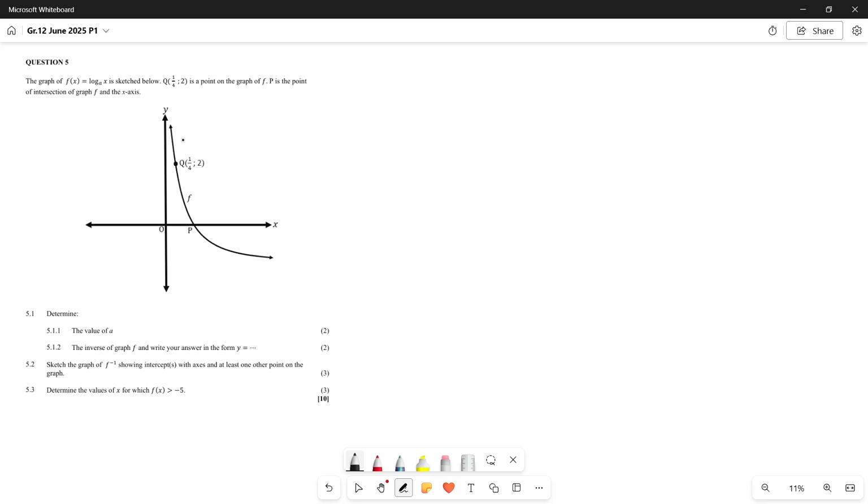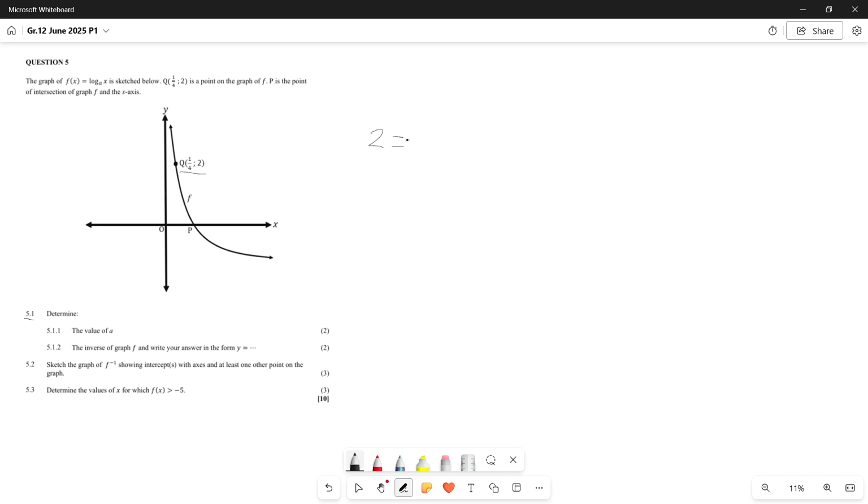So we're already starting with the log form. We do not have the normal exponential form. So 5.1, it is saying determine the value of a. In order to get the value of a, we're going to rewrite this, but sub in the coordinates of our x and our y in order to solve for it.